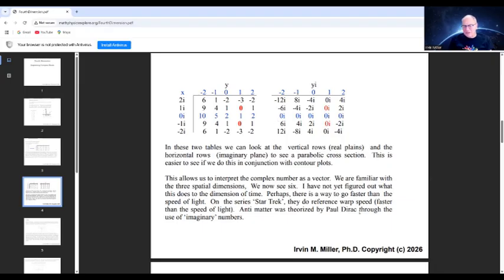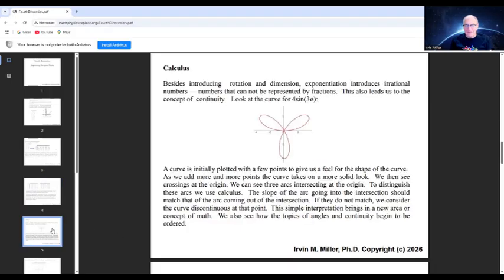Now, what's the consequence of this? I'll do a little fantasizing. This allows us to interpret the complex number as a vector. We are familiar with the three-dimensional space dimensions. We now see 6. I have not yet figured out what this does to the dimension of time. Perhaps there's a way to go faster than the speed of light. On the series Star Trek, they do reference warp speed faster than the speed of light. Antimatter was theorized by Paul Dirac through the use of imaginary numbers. So maybe I'm onto something that never understood before.